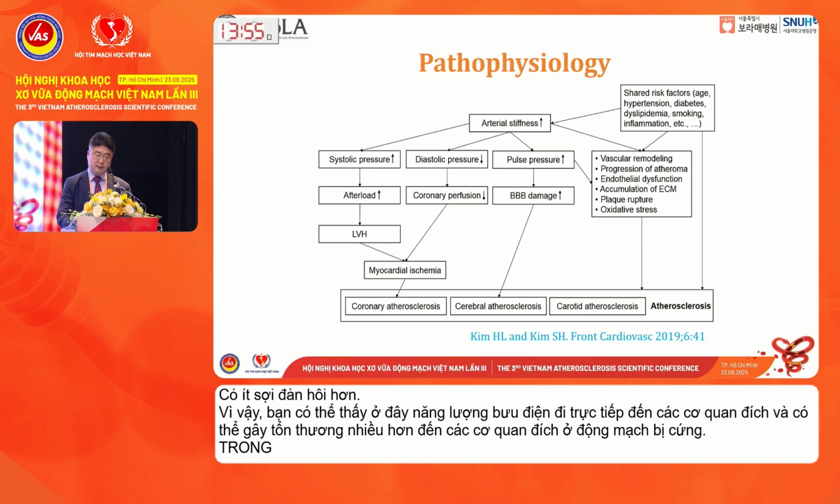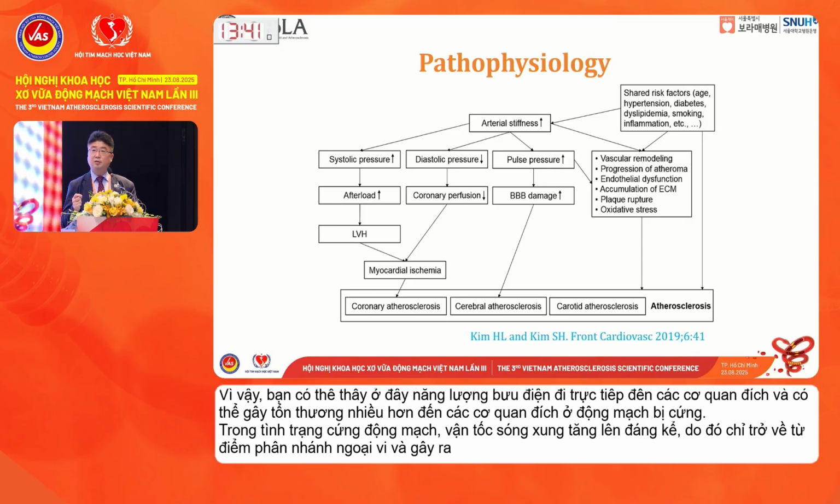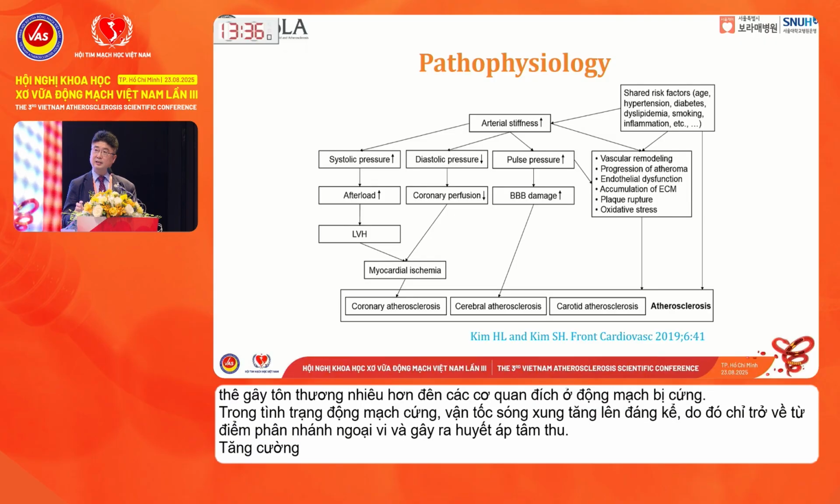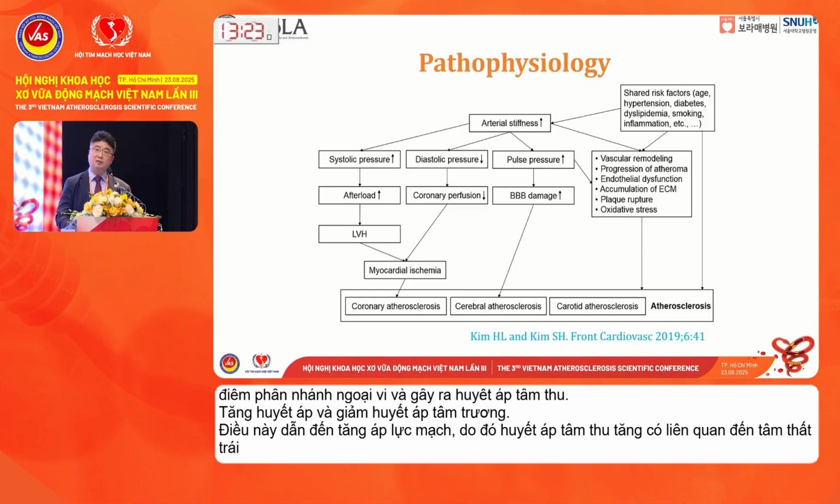In arterial stiffness, the pulse wave velocity significantly increases, so there is early return from the peripheral bifurcation, causing systolic pressure augmentation and diastolic pressure decrease. This results in increased pulse pressure. So systolic BP elevation is associated with left ventricular hypertrophy, and the diastolic pressure decrease is associated with under coronary perfusion.